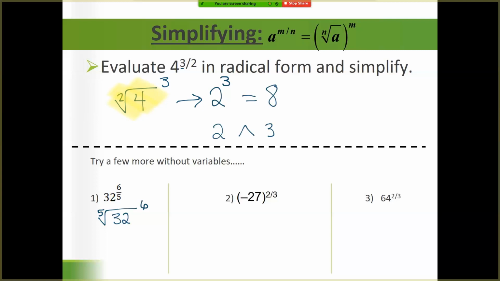Then I'm going to compute the 5th root of 32. We're not doing anything with the 6. We just need the 5th root of 32, which is 2. Because 2 times 2 times 2 times 2 times 2 is 32. Now we're going to figure out 2 to the 6th power is 64.